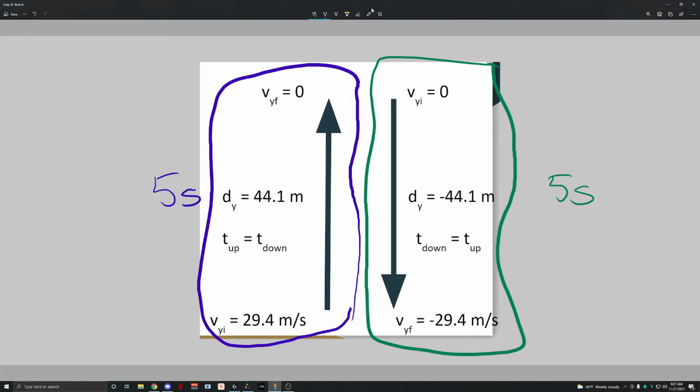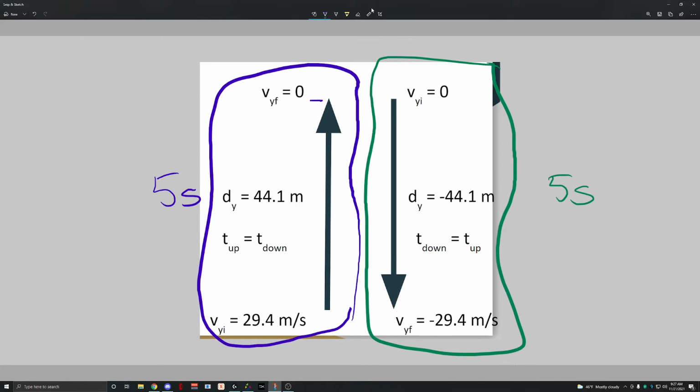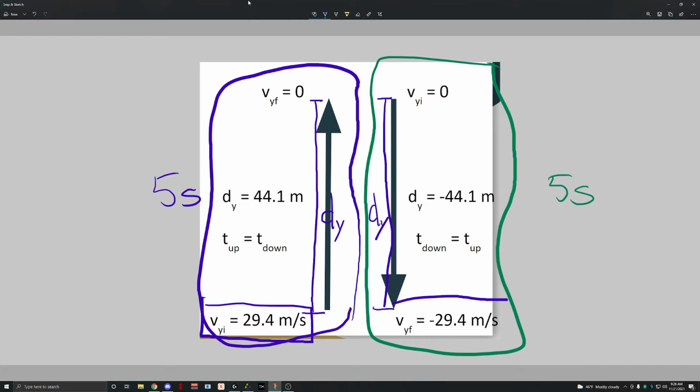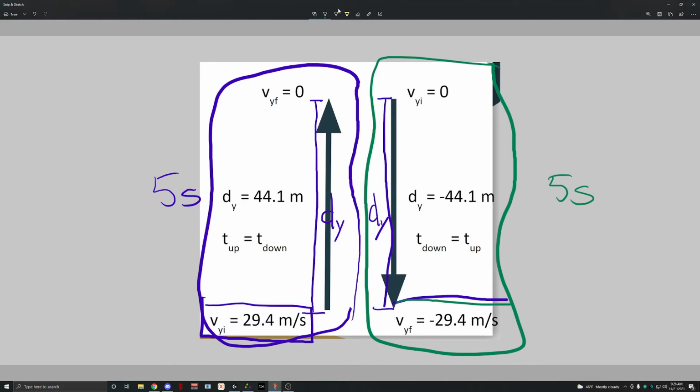So dy is 44.1 meters, and then dy down. dy in this case would just be your displacement up to your max height, right? I'm not talking about your total displacement. I'm talking about your displacement up to max height. And your displacement back down would be negative 44.1. And so if we were to start with an initial velocity of 29.4 meters per second, then you're landing back down with a final velocity of negative 29.4 meters per second.